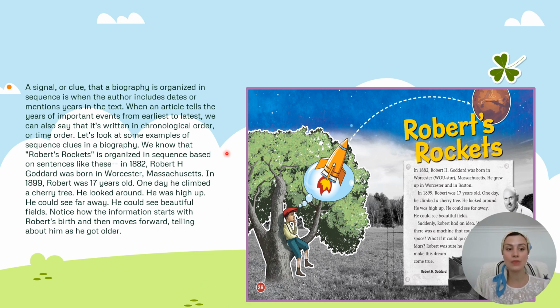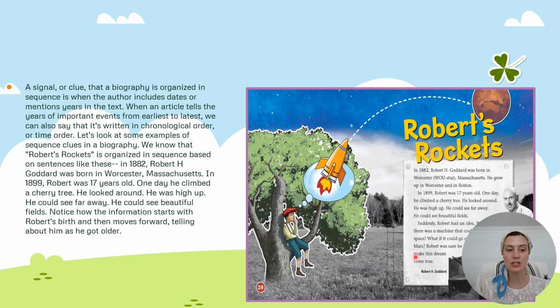So we know that Robert's Rockets is organized in sequence based on sentences like these. In 1882, Robert H. Goddard was born in Worcester, Massachusetts. Okay. It says here in 1899, Robert was 17 years old. One day, he climbed a cherry tree. He looked around. He was high up. He could see far away. He could see beautiful fields.